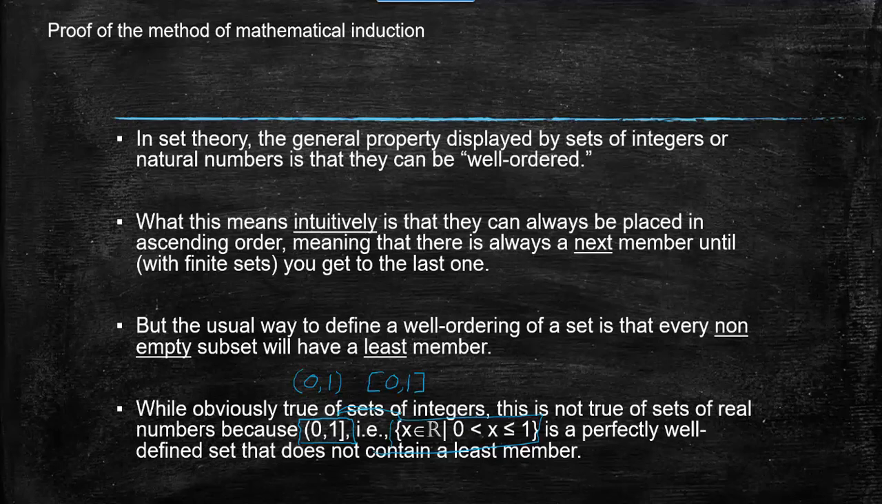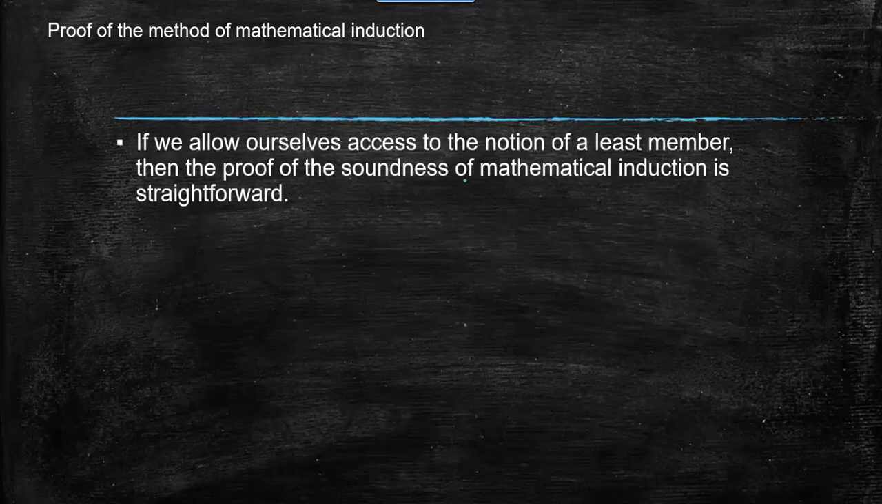So if we think of that interval, it's a perfectly well-defined set, but it does not contain a least member, and that's because you can keep getting closer and closer to 0 in Zeno-like fashion. But since you never get to 0, because there's always a real number arbitrarily close to 0, there is no way of selecting a least member. So if we allow ourselves access to the notion of a least member, then the proof of the soundness of mathematical induction is straightforward.